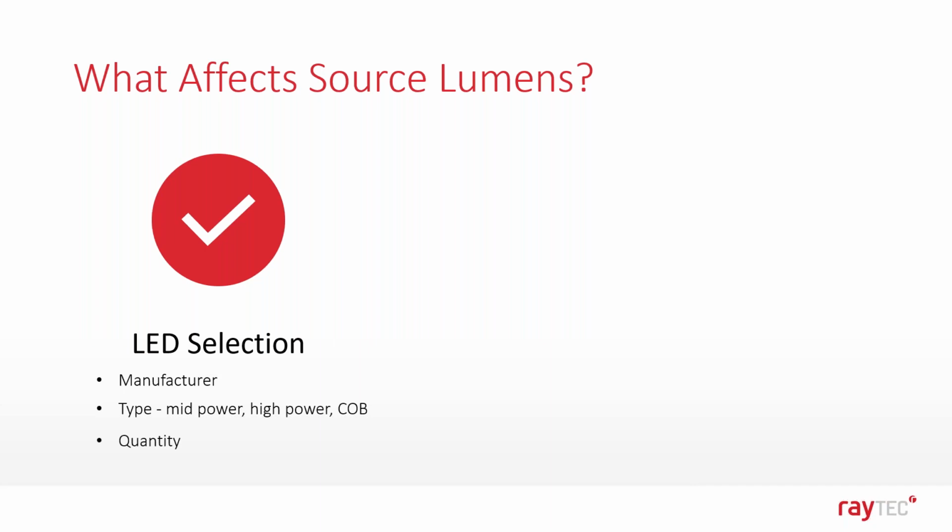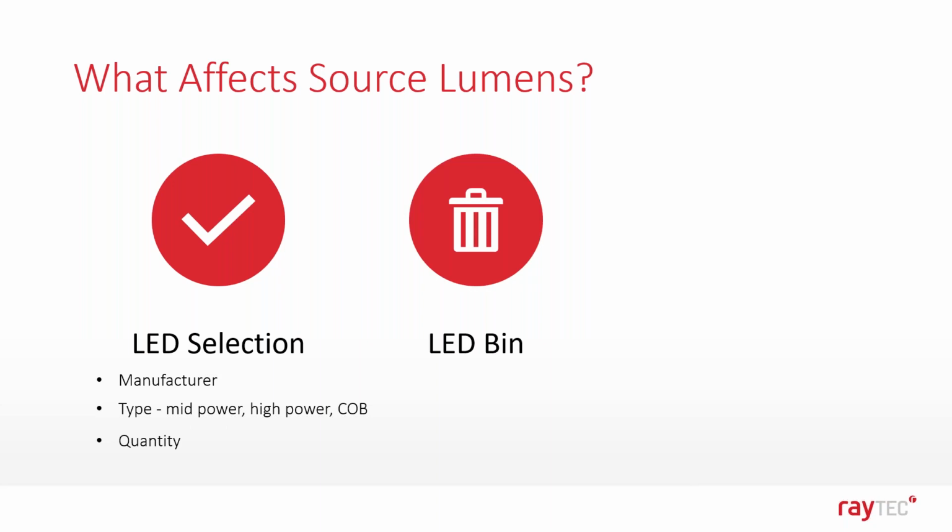So once you've decided what sort of LED you want to use, you'll now need to look at how many you actually need in your system to hit your desired lumen package. Next up, LED bin. Now, LED manufacturing is not as precise as you might think. LEDs are tested as they come off the production process and binned according to their performance.